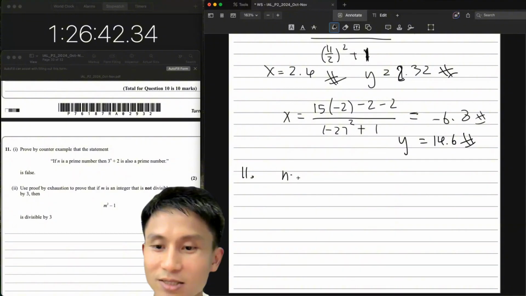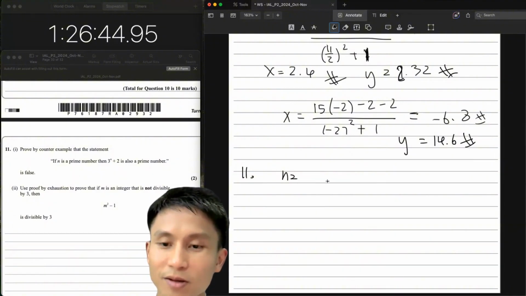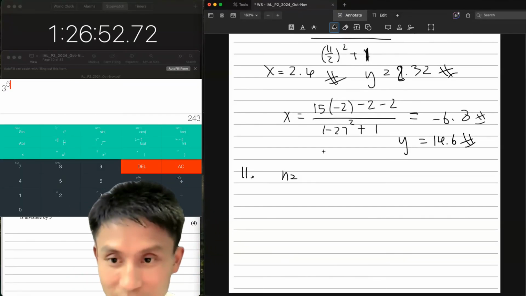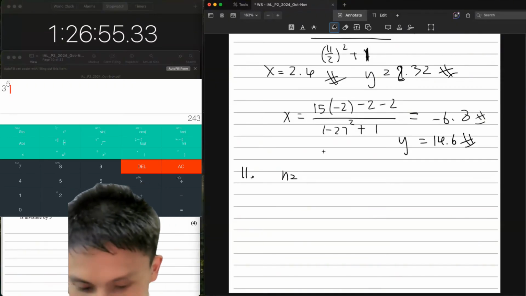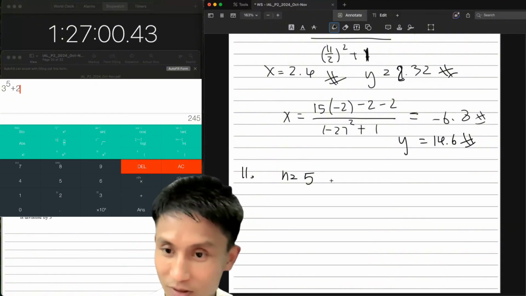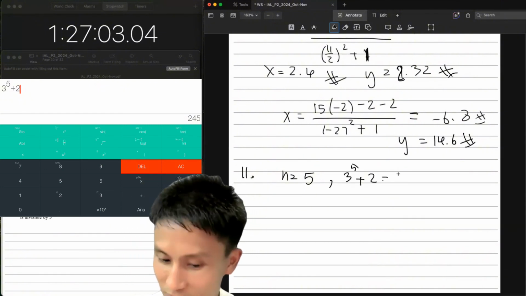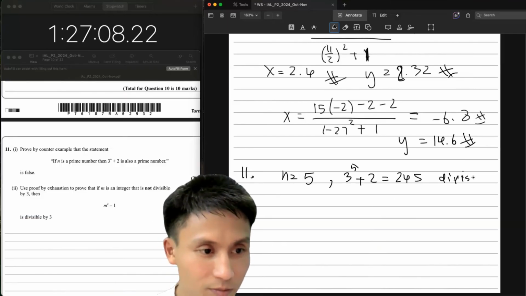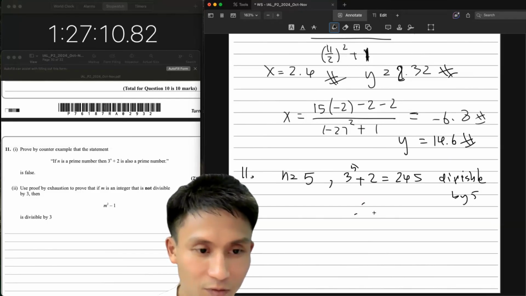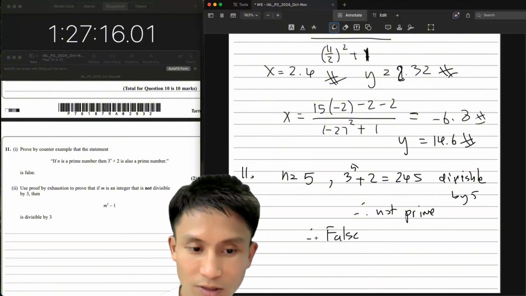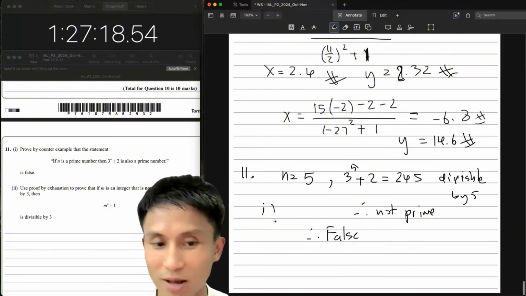Okay, so let's say N is, I need a calculator here, 3 to the 5, and then plus 2. Is that a prime number? Yeah, it's not. So if N equals 5, which is a prime number, then 3 to the 5 plus 2 is divisible by 5, therefore not prime, therefore false. Okay, that's just wrapping up, guys.